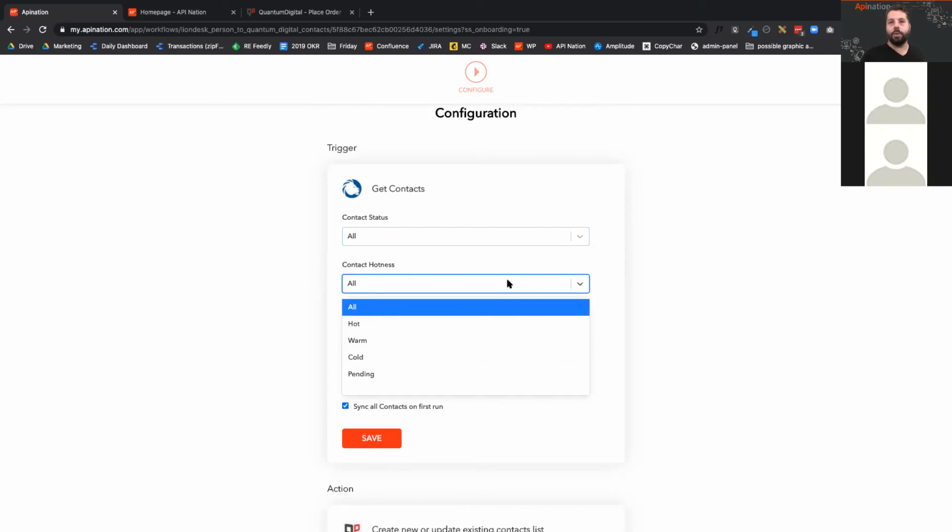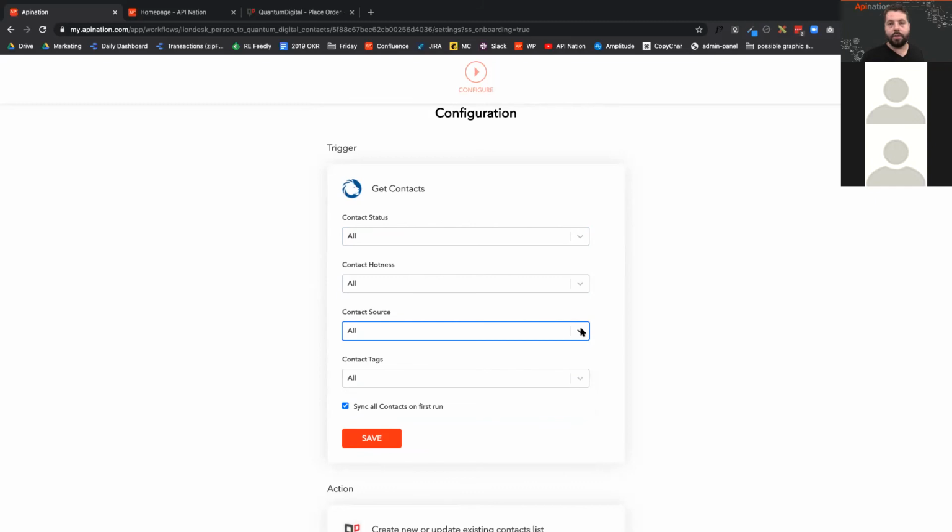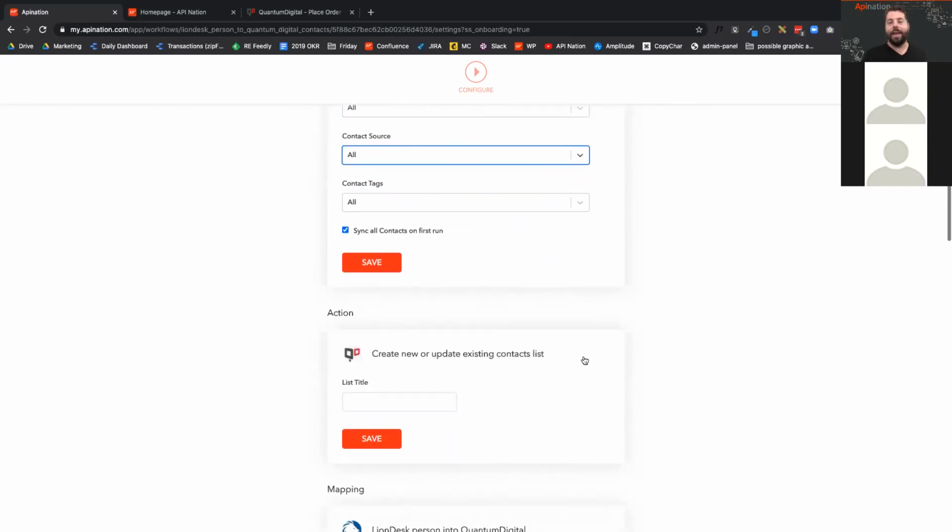And you can explore these things also if you're using the hotness in LionDesk and you want to sort by that. If you want to only send emails out to people who came from Facebook or people leads you bought from Zillow or Realtor.com, absolutely. Just go ahead and select that and create a list. And you can create this integration, this little automation that sends people from LionDesk to QuantumDigital. You can create as many of these as you want.